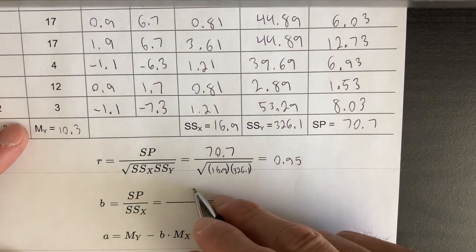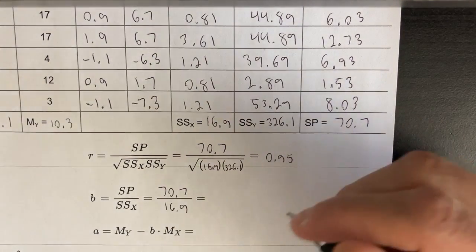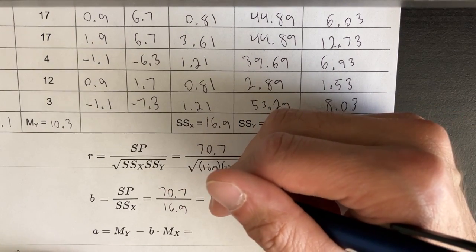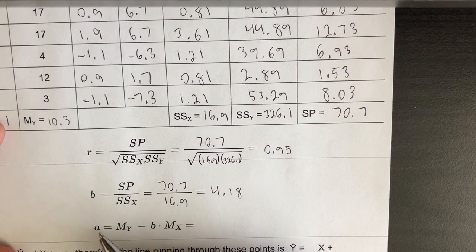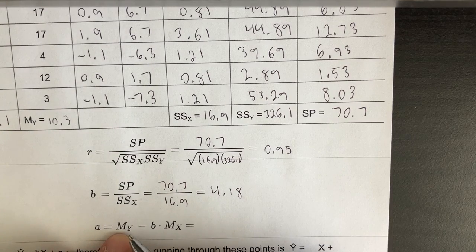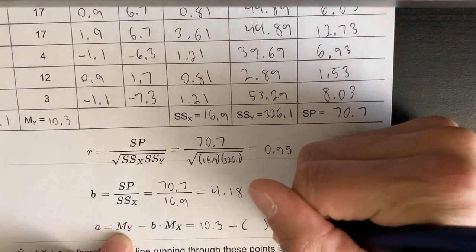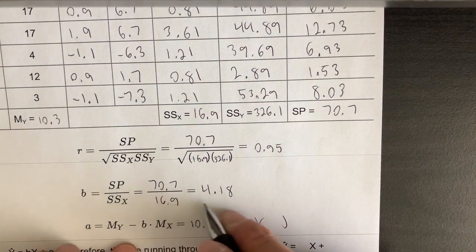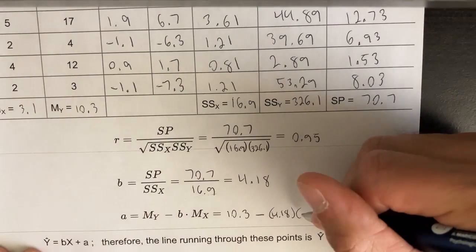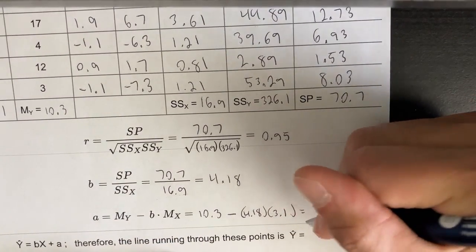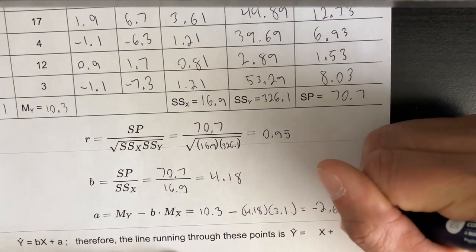So for the slope, we have 70.7 over the sum of the x's, which is 16.9. And I get 4.18343, so about 4.18. And then now the a is our y-intercept. So we're going to take the average of the y values, which was 10.3, and then subtract from it the product of the slope, which is 4.18, and the average of the x's, which was 3.1. So I get negative 2.658, so we could just go with that, negative 2.658.